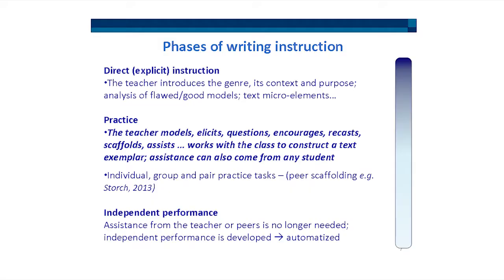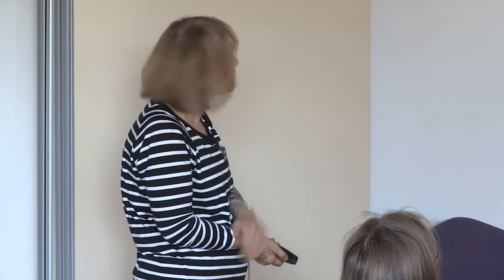Direct and explicit instruction, of course, is the first stage. The teacher introduces the genre, its context and purpose, analysis of flawed or good models of the genre, and text micro-elements. This is followed by the practice phase, where the teacher can model, elicit, question, encourage, recast, scaffold, assist. The teacher works with the class to construct a text exemplar. Assistance can also come from any student, and this is what I'm going to be interested in in the talk today.